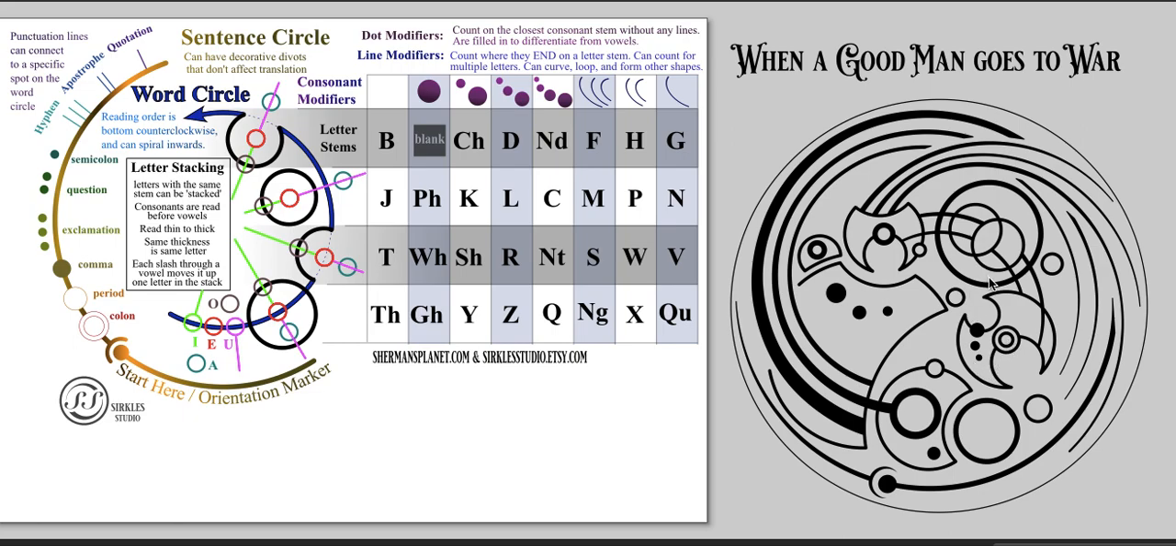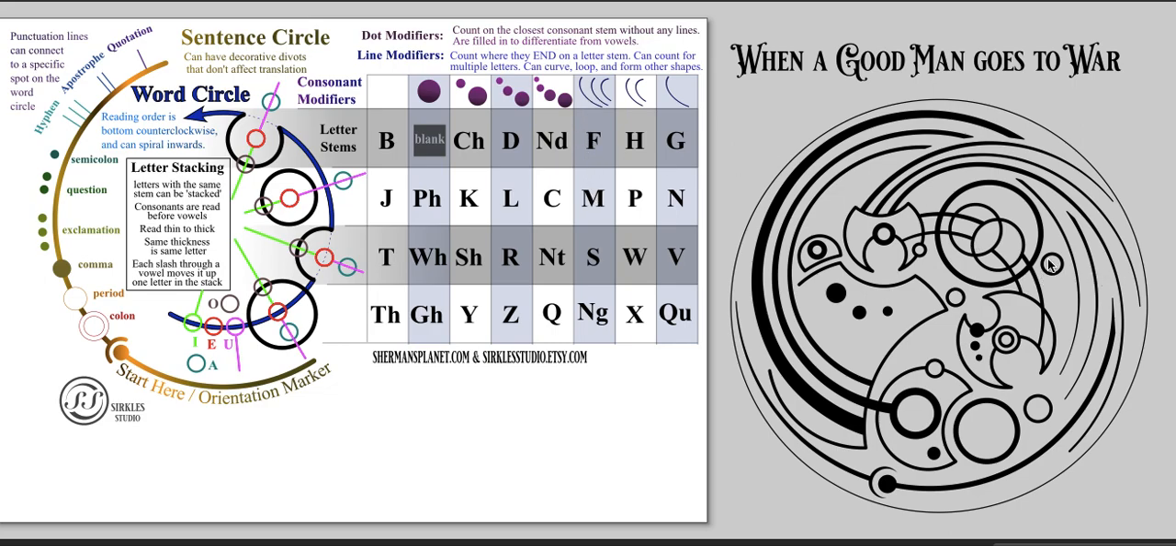And then our next word is this one. And if we start here at the bottom, here's the first letter we hit. And these two letters do overlap. But lines count when they end on a letter stem. So count where they end on a letter stem. So we have this letter, and if we count all the lines that end on it, we have 1, 2, 3 lines ending on it. So that makes it an M.